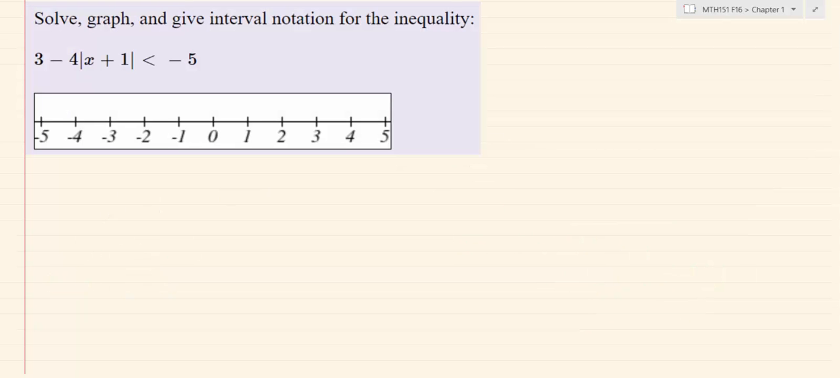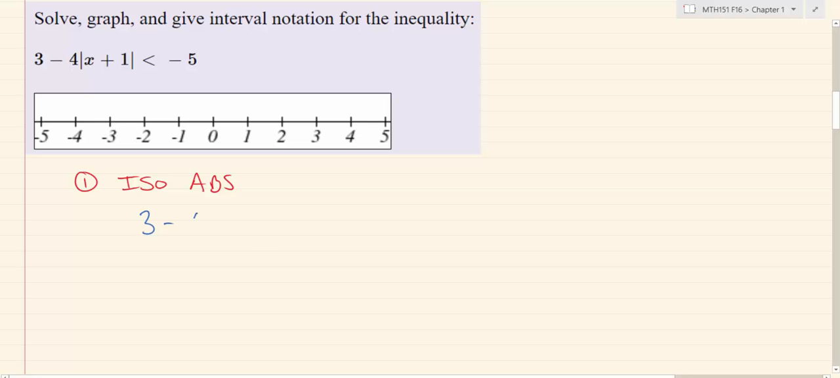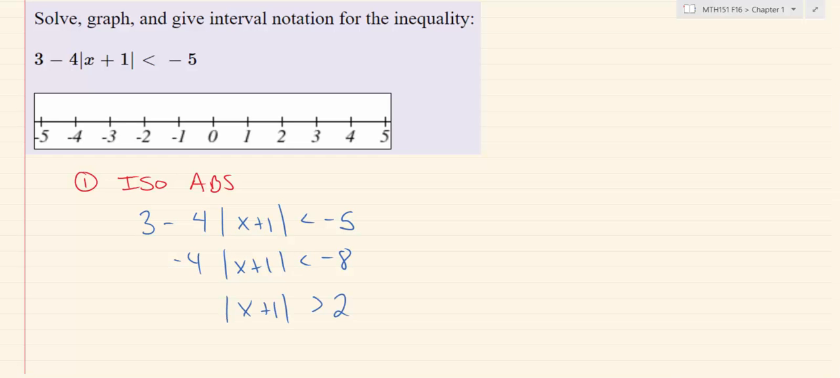Now we're going to take these two ideas and merge them into a single problem. You'll notice that we have an inequality and an absolute value. Let's begin by isolating the absolute value. We have 3 minus 4 times the absolute value of x plus 1 is less than negative 5. We subtract 3 from both sides, then divide both sides by negative 4. It's important to notice that when we divided by negative 4, we had to flip the inequality symbol from less than to greater than.